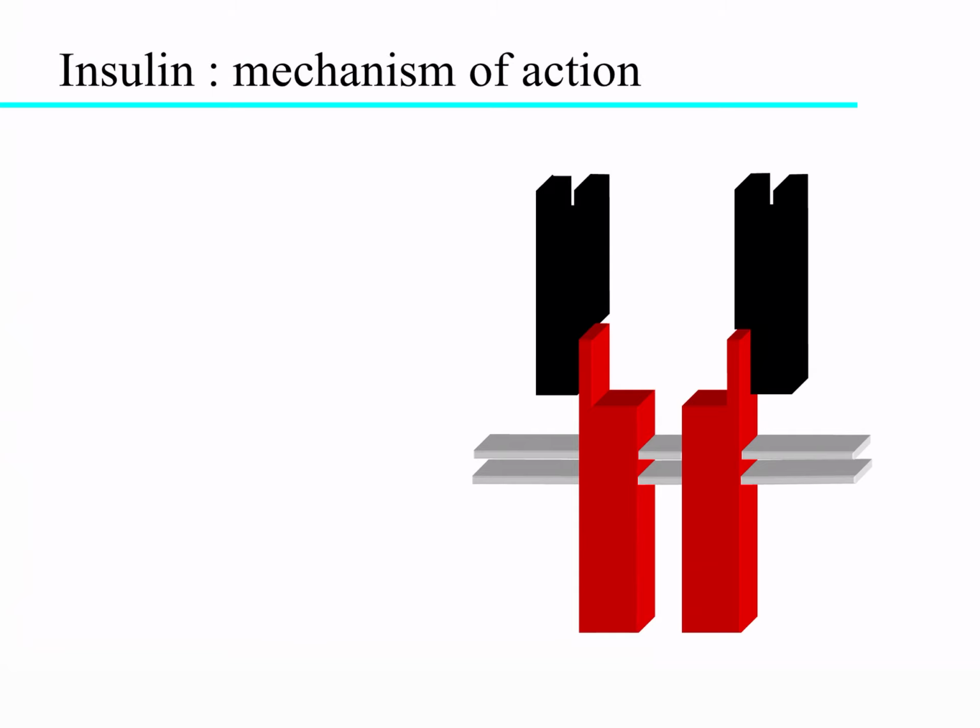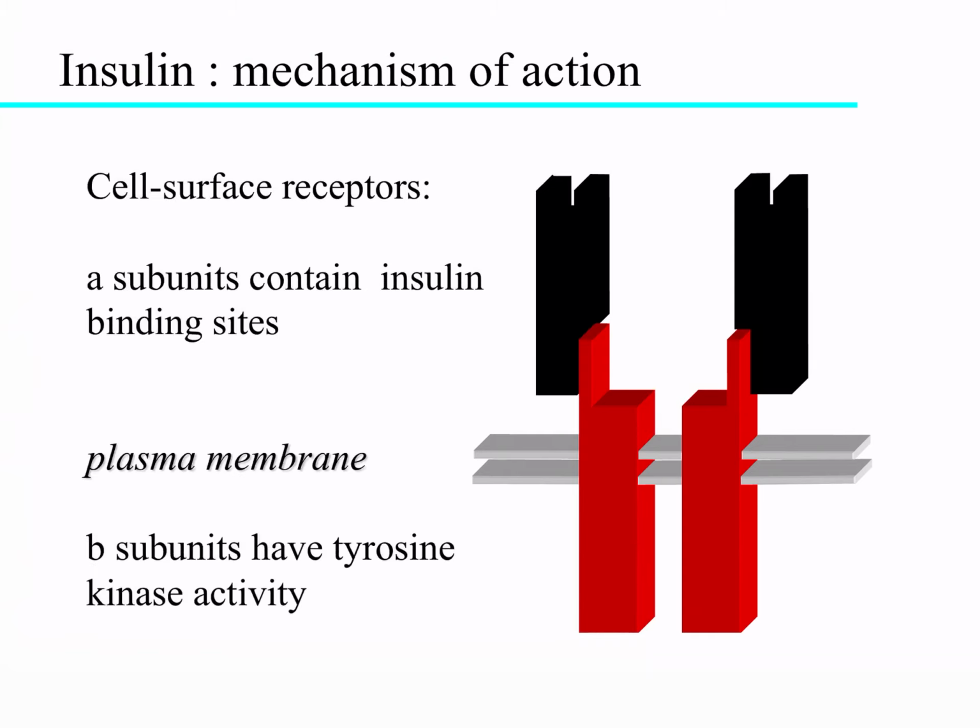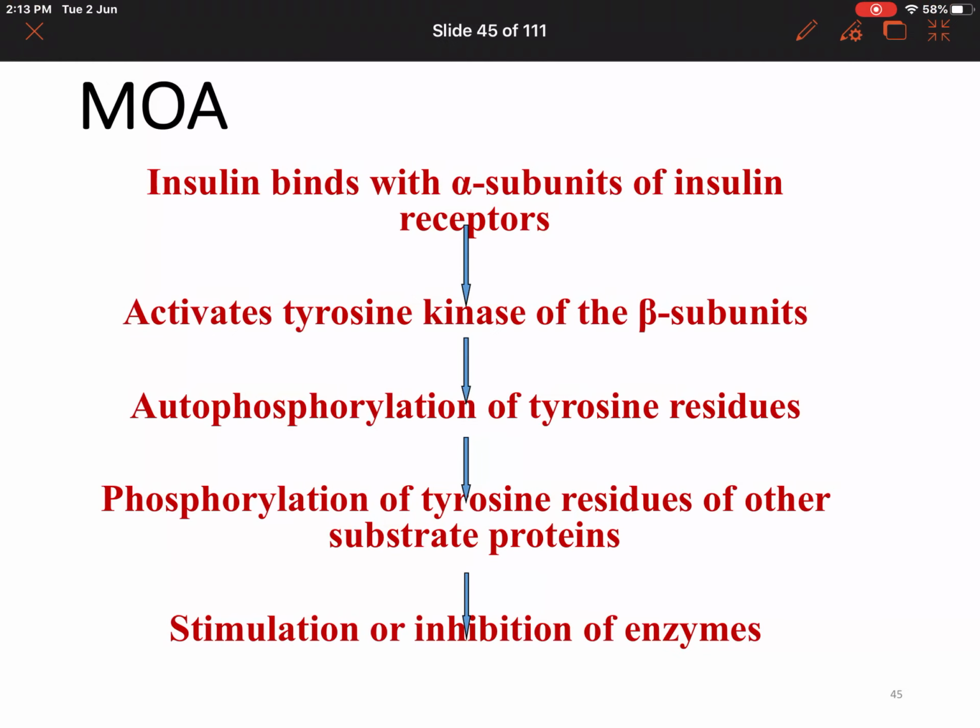So we understood insulin is secreted by the beta pancreatic cell. Where do these act? They act on insulin receptors. Where are insulin receptors present? They are present in the liver, fat cells, and in the skeletal muscles. What kind of a receptor is the insulin receptor? Insulin receptor is a tyrosine kinase receptor.